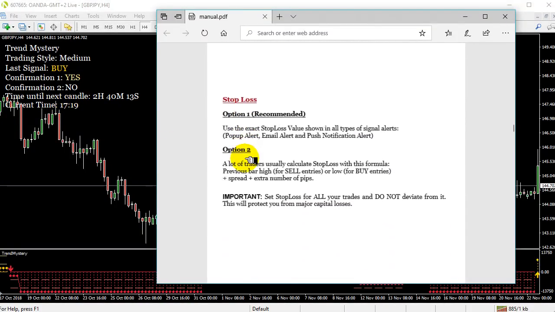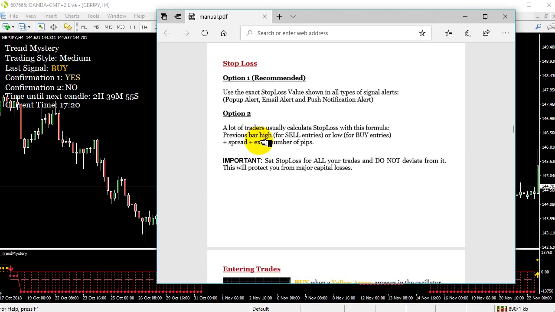Okay. The stop loss, option one is recommended. Use the exact stop loss value shown in all types of the alerts. And we talked about the alerts. You'll get pop-up alerts on your screen. You get them sent to your email, which is probably one of the best. Getting emails sent to you with, hey, there's a trade setting up, be on alert.